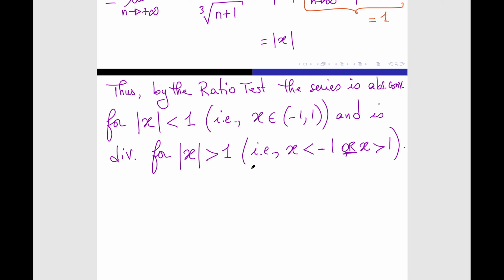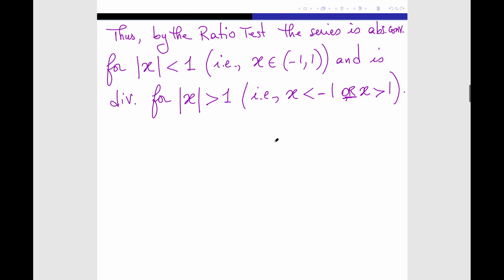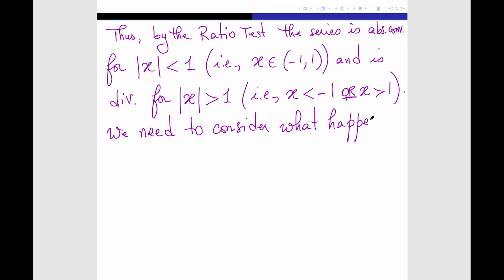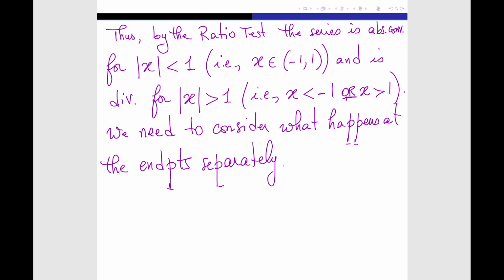Let me just complete this. Okay, so the only remaining discussion has to do with the boundary points, -1 and 1. What happens at -1 and 1? The ratio test doesn't give us any information about these boundary points. Correct? So we have to check this by hand. So we need to consider what happens at the endpoints separately, right? Correct? So we need to consider those two cases separately.